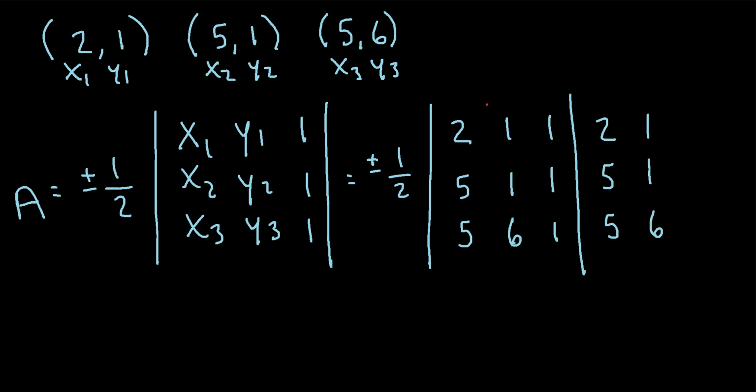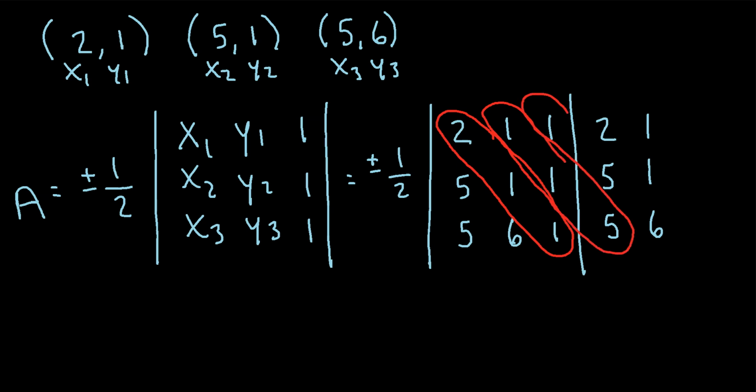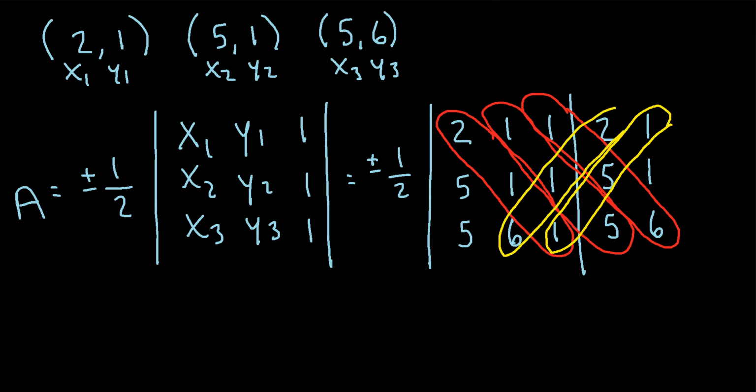And what we do is we calculate the product of the values on the diagonals. So this diagonal, and this diagonal. And then we subtract the products from the cross diagonal. So this diagonal, and this diagonal. So let's go ahead and do that and see what we get.